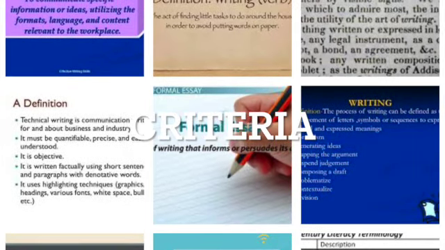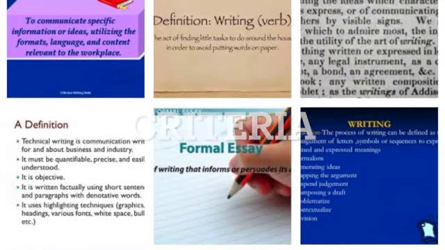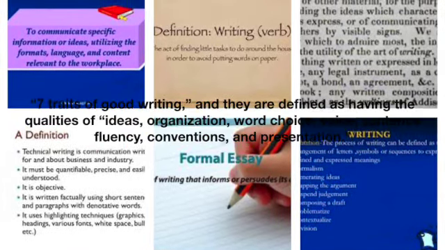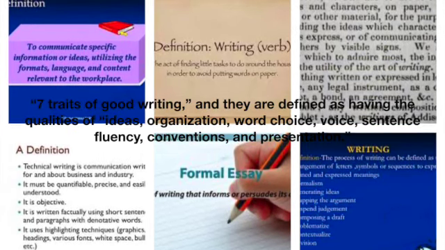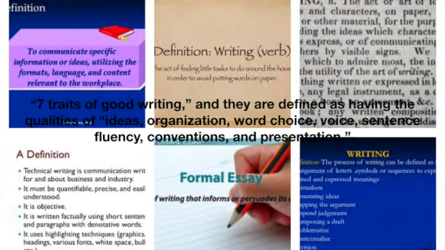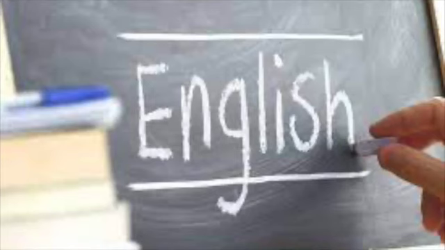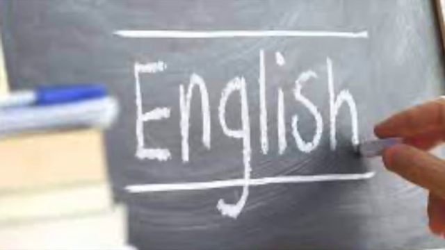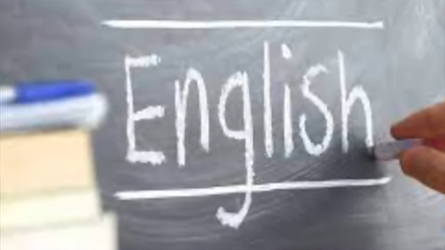Also included in the criteria for good writing are what Culham calls the 7 traits of good writing, and they are defined as having the qualities of ideas, organization, word choice, voice, sentence fluency, conventions, and presentation. Writing should be practiced, taught, and required across all content areas, but it must start in ELA class.